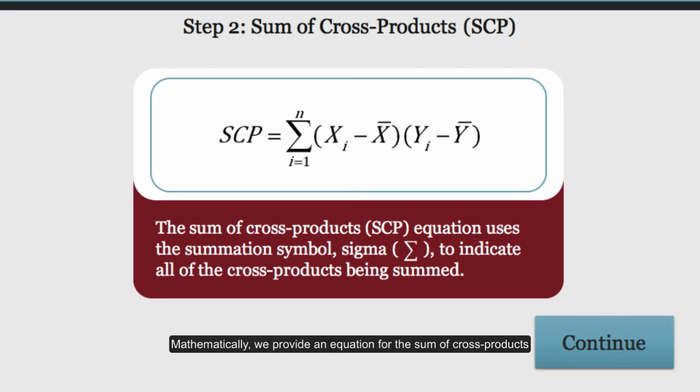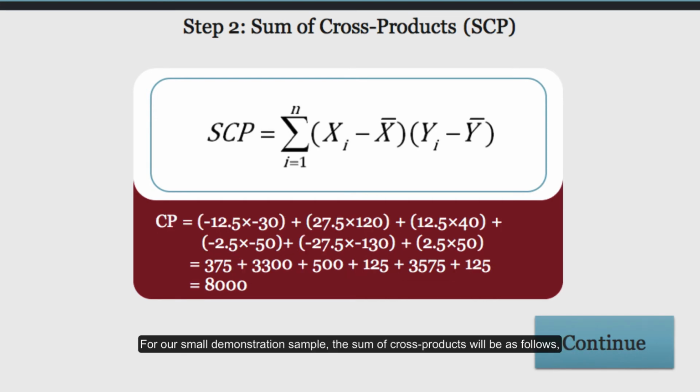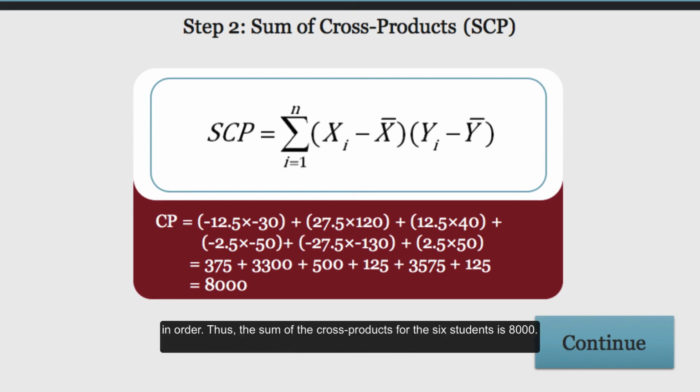Mathematically, we provide an equation for the sum of cross products, SCP, which uses the summation symbol sigma to indicate all the cross products being summed, starting with the first score and ending with the nth or last score. The sum of cross products is not easy to interpret, so there are more steps needed in getting to the correlation coefficient. For our small demonstration sample, the sum of cross products will be as follows, each parentheses representing the cross product for students 1 through 6 in order. Thus, the sum of the cross products for the 6 students is 8,000.